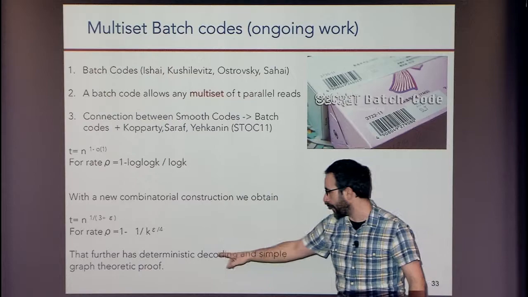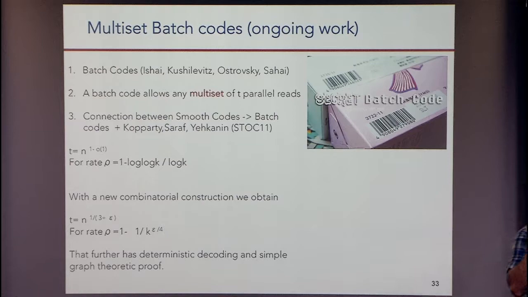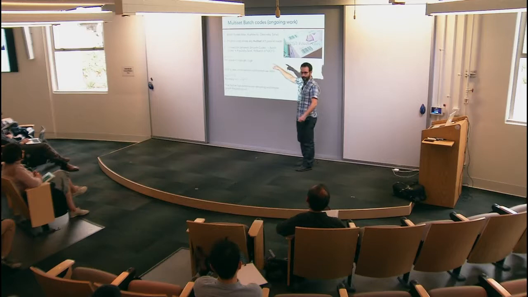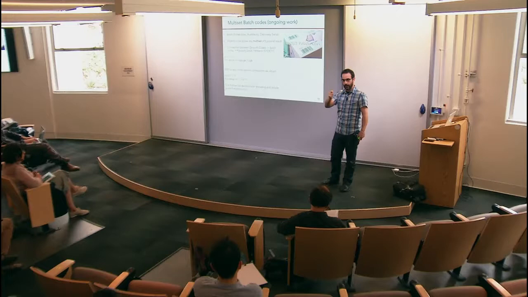And perhaps, yes? For that first one, did you say that your availability t is linear? Almost. But not only availability, it's even stronger, right? It's any t reads, so not just t reads of one thing. But is that little o of 1? Yeah, it could be like 1, right? And then t is n to the 1 minus 1 or n to the 0? Yeah, but this little o of 1 is vanishing as the code is growing. Oh, I see. Yeah.